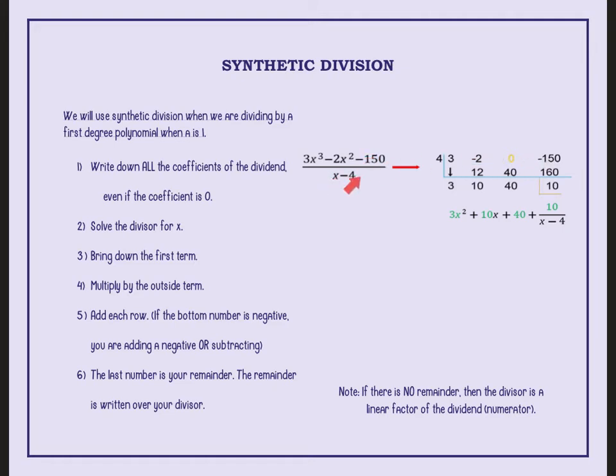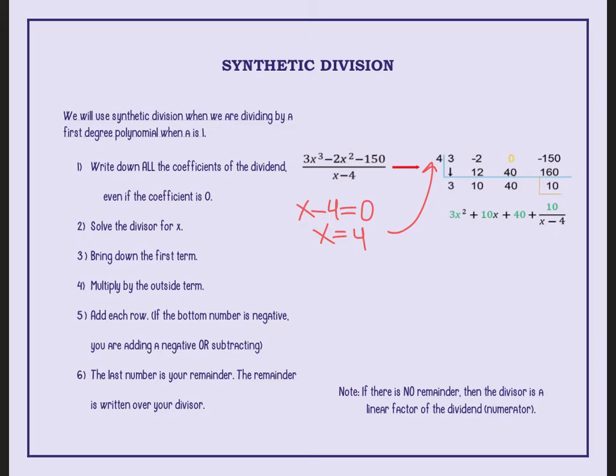Now on the bottom we have x minus 4. So we want to know what x is equal to. So x minus 4 equals 0. And if x minus 4 equals 0, we add 4 to both sides, we get x equals 4. And that's the number that's going to go on the outside.